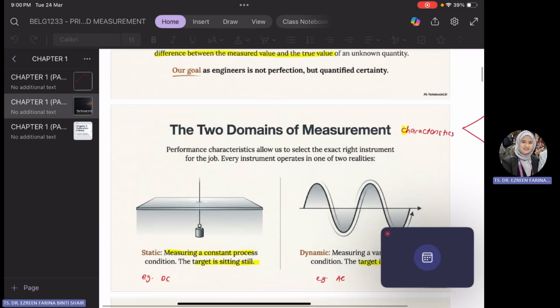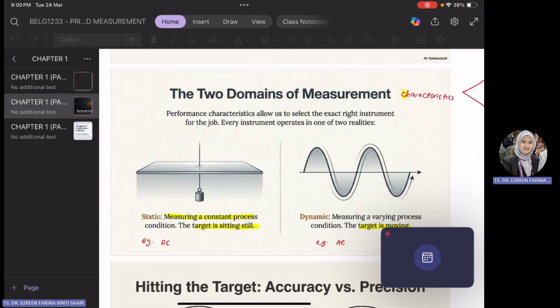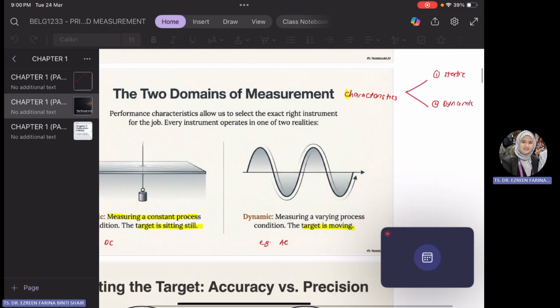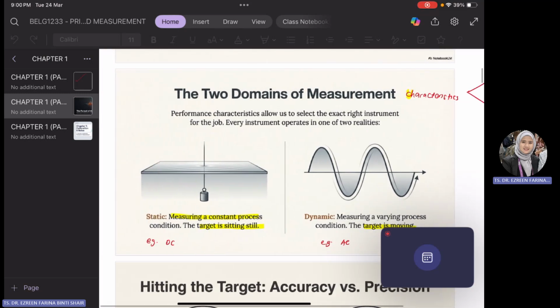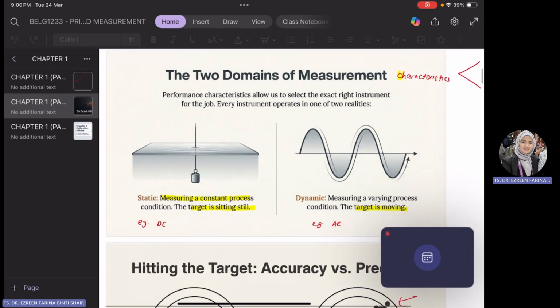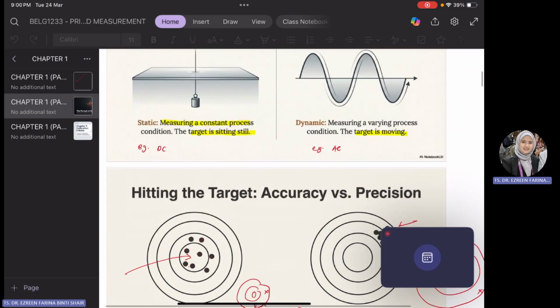For the measurement characteristics, there are two types. The first one is static measurement and the second one is dynamic measurement. Static measurement is when the process is constant. The target that we want to measure is constant or still, it doesn't move. Different to dynamic measurement, where the target, the thing that we want to measure, is moving, measuring a varying process condition.